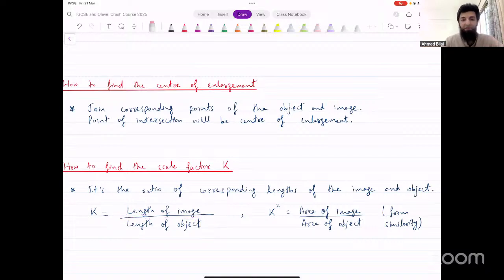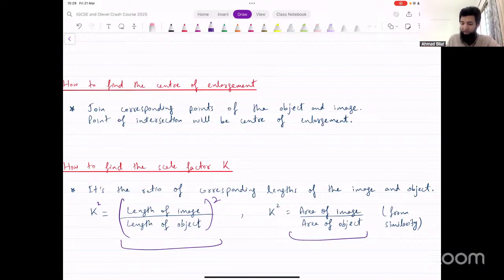Now, sometimes they will give you areas in the exam. Okay, they will sometimes give you areas in similar figures, areas in enlarged figures. What we do for that is we say k squared is going to be the area of the image divided by the area of the object. It comes from similar figures, right? Because the ratio of areas in similar figures is the square of the ratio of their lengths. So if k is equal to this, for instance, k squared is the square of this, and we know that these two are equal, right? So that is why k squared equals the ratio of their areas.